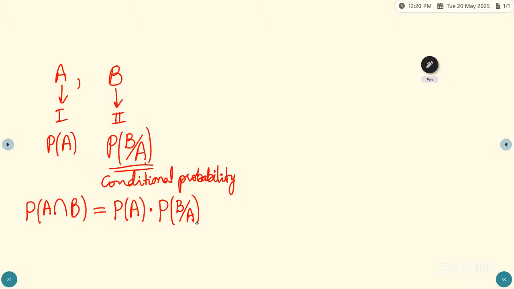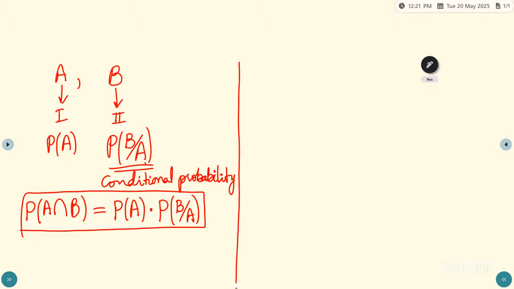This is known as the multiplication theorem on probability. Write down. This is known as the multiplication theorem on probability for dependent events. For dependent events.